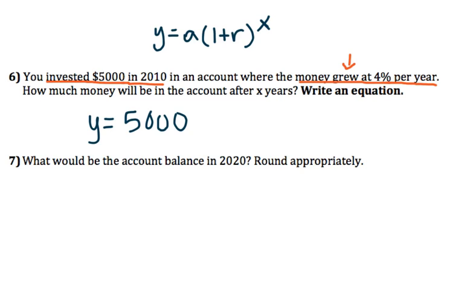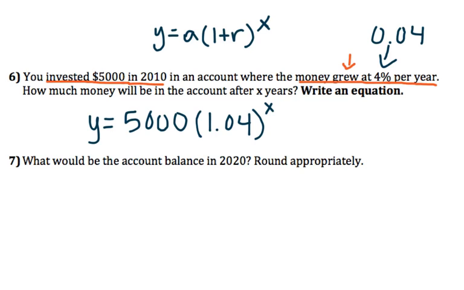And then we have it times 1 plus R. Well, R is our 4%. We're going to write it as a decimal. That'd be 0.04. So I'm going to add those together and get 1.04 and raise that to the xth power. This equation represents our situation of investing $5,000 in 2010 at a rate of 4% per year and its growth over time.